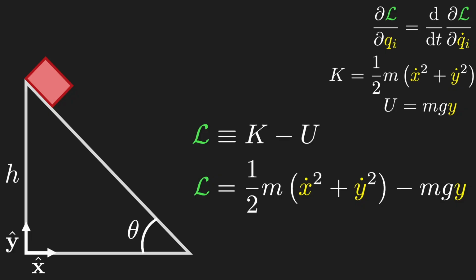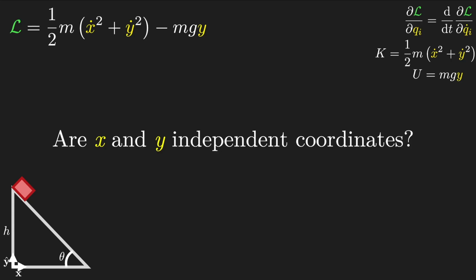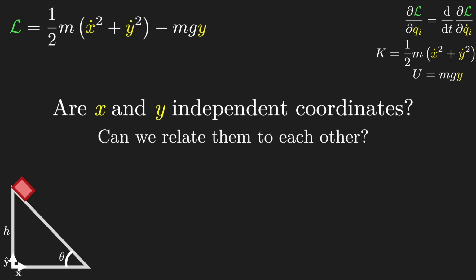Now, in theory, we could begin by using the Euler-Lagrange equation to figure out the box's equations of motion. Since we have two generalized coordinates, we would need to do this twice, one for x and one for y. However, it's worth asking if we can simplify this problem a little bit more. In particular, we should ask, are x and y independent coordinates? Can we relate them to each other somehow? So, let's see if we can.